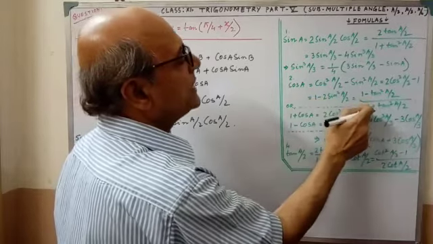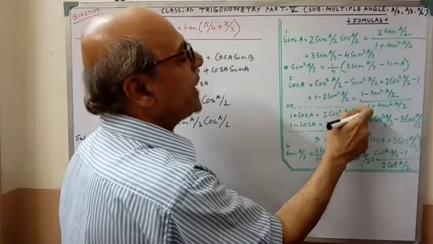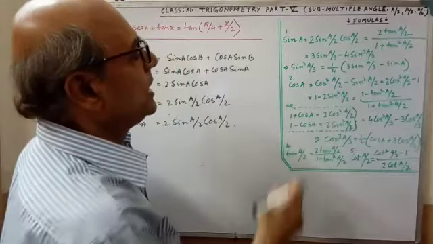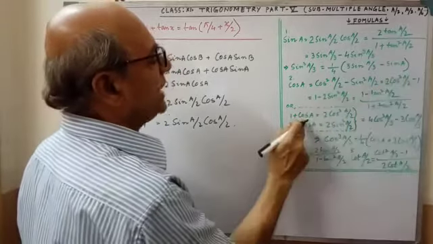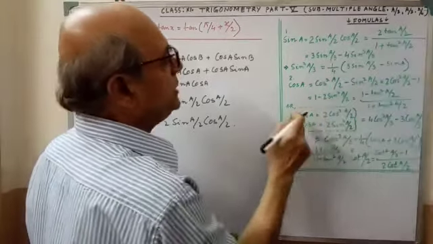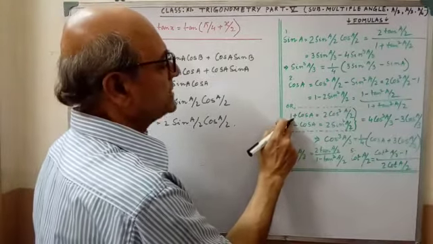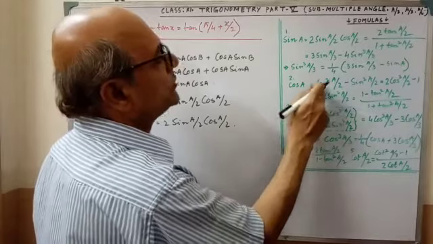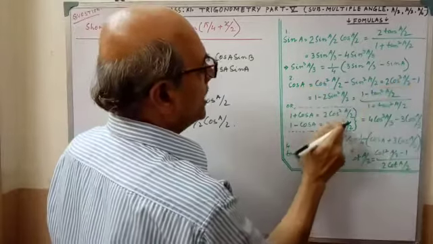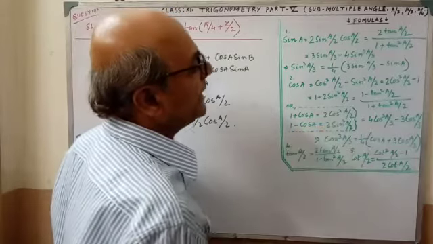And there is another form that we are also getting by simplification: 1 minus tan square A by 2 by 1 plus tan square A by 2. From this, by transposition, that is 1 plus cos A. This one, if you bring from right to left, then it will be plus. So 1 plus cos A equals 2 cos square A by 2. Similarly, 1 minus cos A equals 2 sin square A by 2.